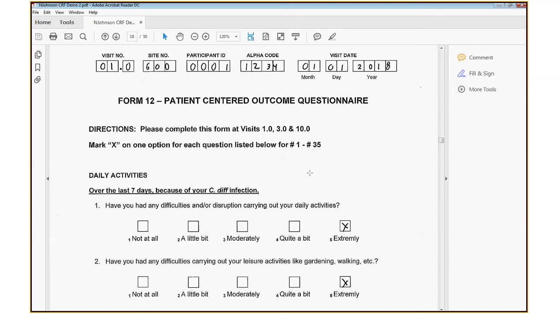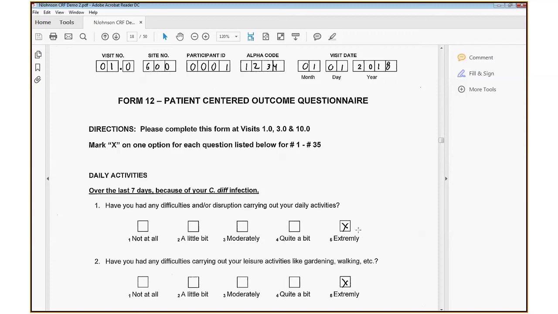All the answers are based on a Likert scale, which is a 1 to 5, which indicates severity, and for example, can be not at all, a little bit, moderately, quite a bit, or extremely. So it's asking their agreement with these questions. For example, in this situation, Joe was asked, have you had any difficulties or disruption carrying out your daily activities? Due to his CDI, he has had some extreme difficulties and disruption carrying out his daily activities.